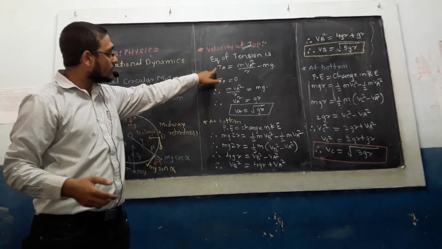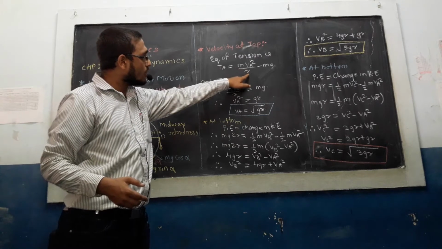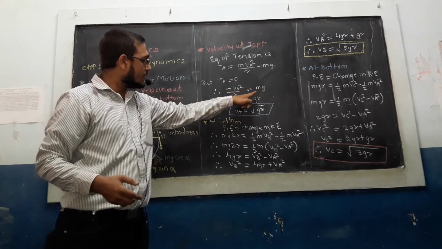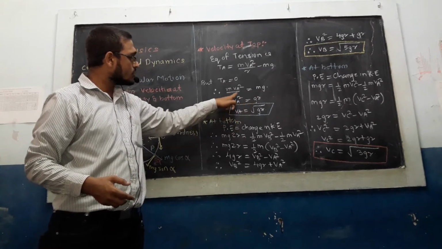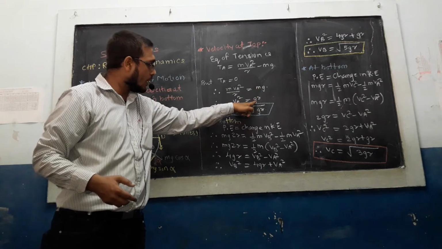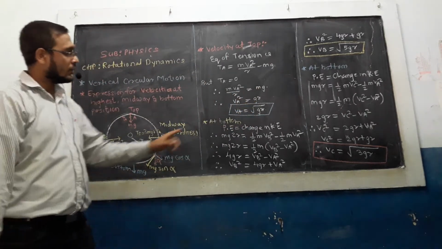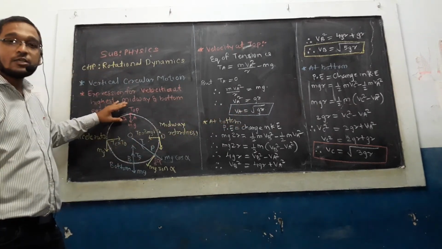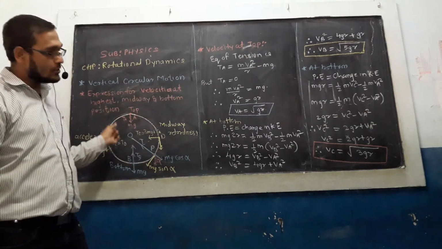If we put tension equal to 0, then what do we get? m VA square upon r is equal to mg. Then m and m get cancelled. What is remaining? Because r will shift here, V square equal to rg. V is equal to under root gr. So this is the expression for velocity at the highest point, the top point, when the particle is performing VCM.